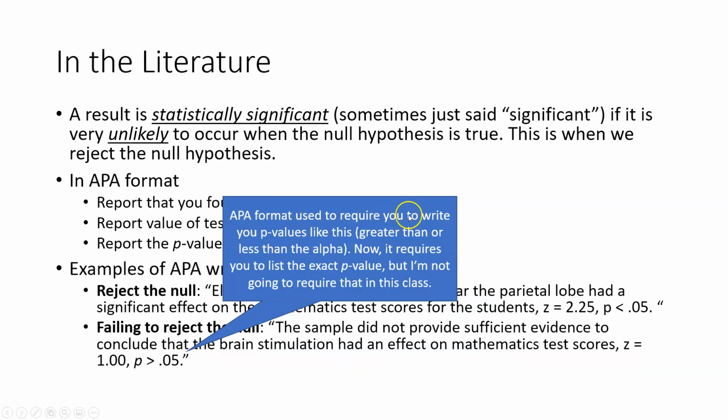APA format used to require you to write your p-values like this, in the example I've shown, greater than or less than the alpha. Now it requires you to list the exact p-value, but I'm not going to require you to do that in this class. Usually a computer will give you that value, and you'll just list p equals whatever the value is.